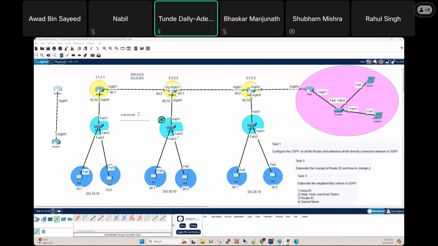If you are telling this is the wildcard, right? Because you are telling wildcard, so what will be the subnet? Just wait. In place of 0, you have to write 255, and in place of 255, you have to write 0.